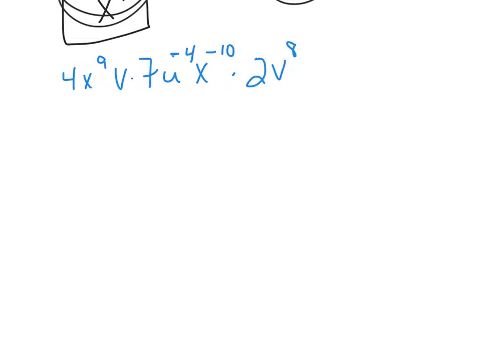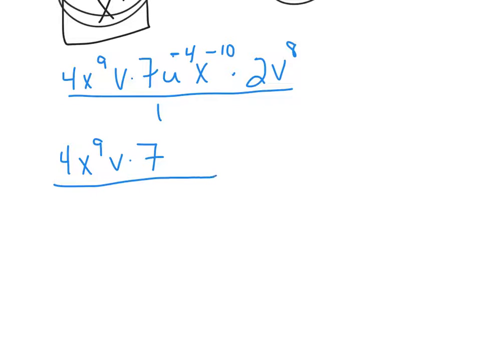First thing I'm going to do is just look for all those negative exponents, put those things into the basement. So the 4 stays up top. The x to the 9 stays up top. The plain v stays up top. The 7 stays up top. There's my first thing with a negative exponent, so I put it downstairs with a positive one. My x to the negative 10 has to come downstairs and be positive 10.